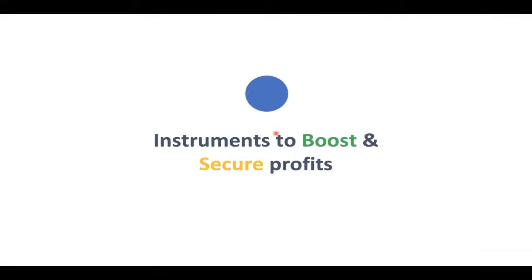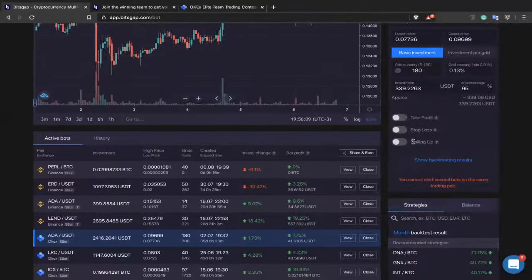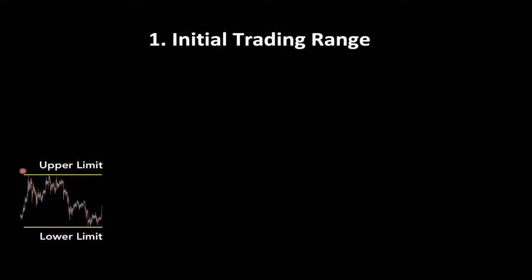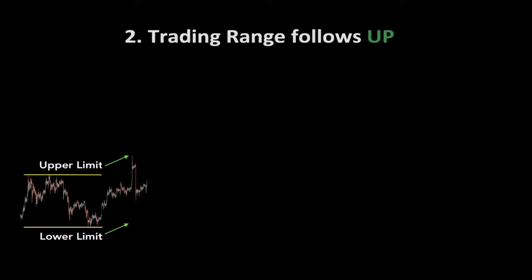Now let's move on and discuss what are the instruments that significantly can boost your trading results and, most importantly, secure your profits. So I've already mentioned the trailing up instrument, and it's over here, you see, which you can switch on and switch off. So the idea of the trailing up is that you have a trading range defined by the upper limit and lower limit price, and when the price starts moving upwards, and you see here it establishes a new higher high, so we are now trading higher than the trading setup that we had over here.